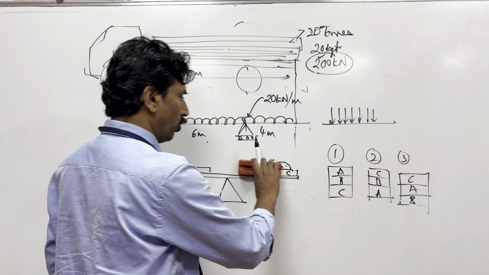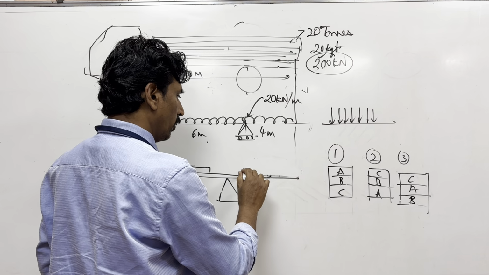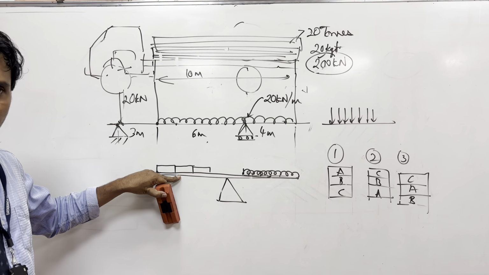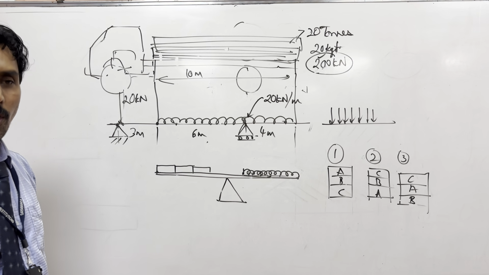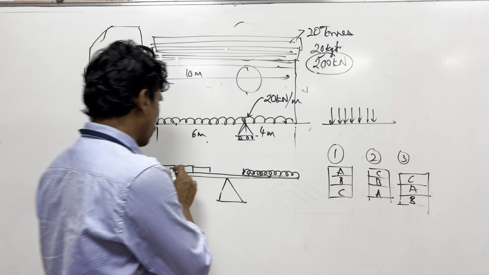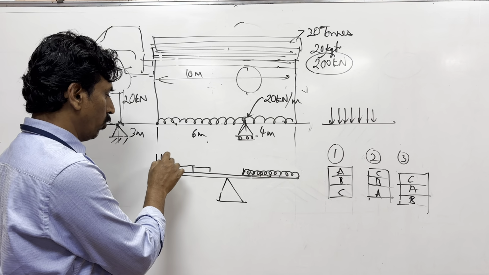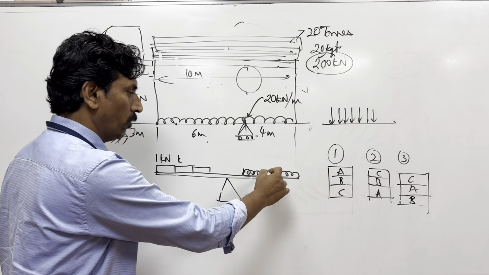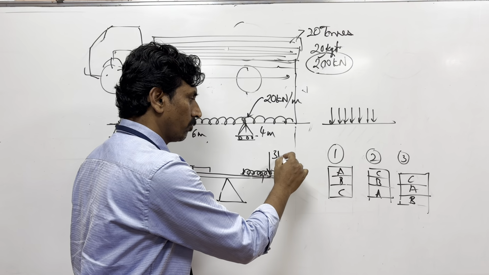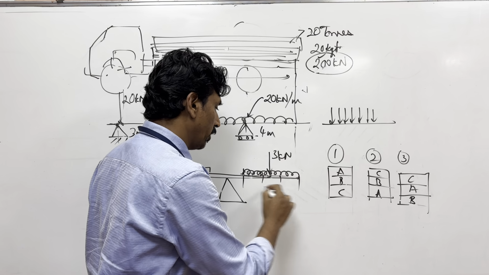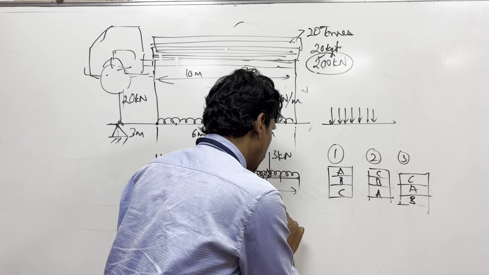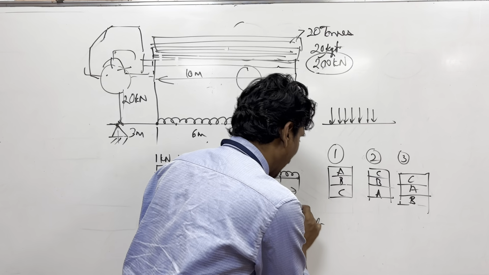So what I'm actually trying to show is that here you had UDL which balances this load. For taking moments, whatever is said we have to do. Suppose each of these is 1 kilonewton, 1 kilonewton, 1 kilonewton, 1 kilonewton, then you take the full 3 kilonewtons and place it at the center of the UDL. Place it at the center of UDL. It is only for calculating moment.